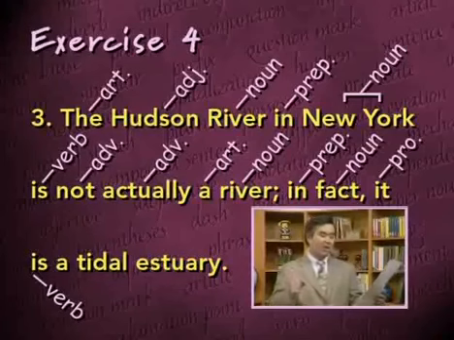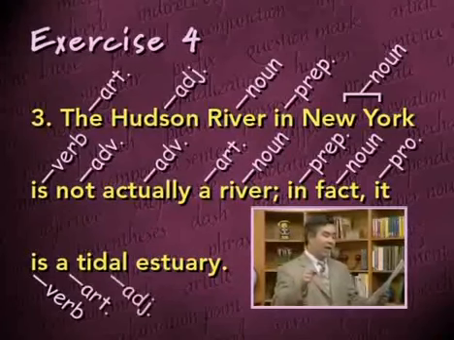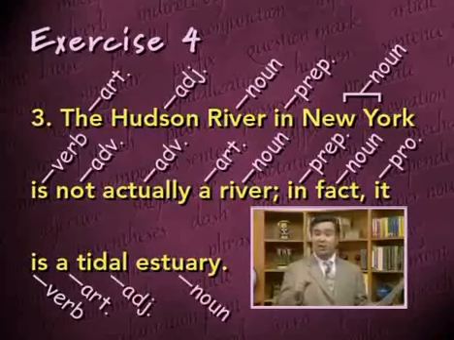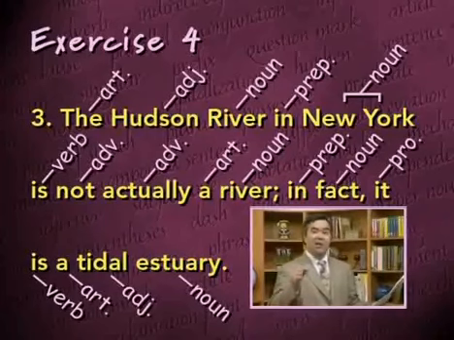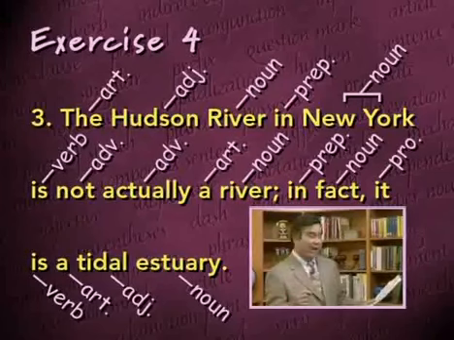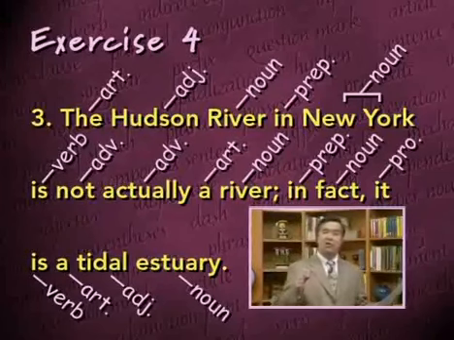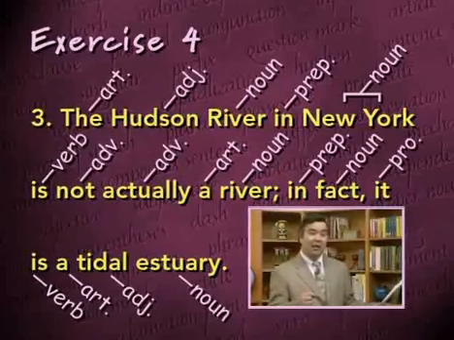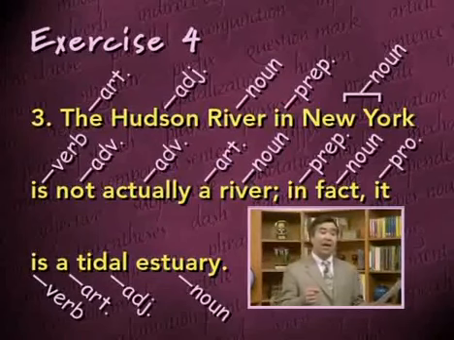And a tidal estuary is an article, an adjective, and a noun. Estuary is a noun because it names a particular thing. It's a difficult word, so perhaps you don't know that word, but you can tell from the way it's used in this sentence that it must be a noun. For example, it's introduced by an article.